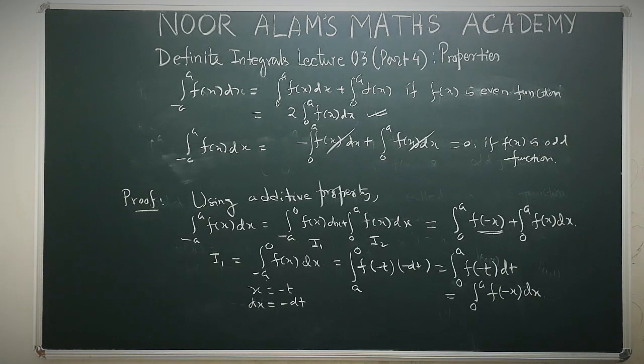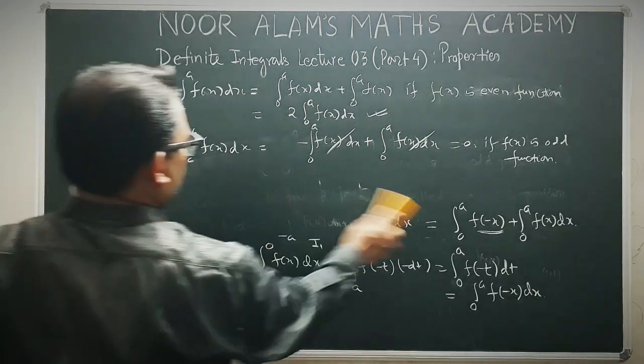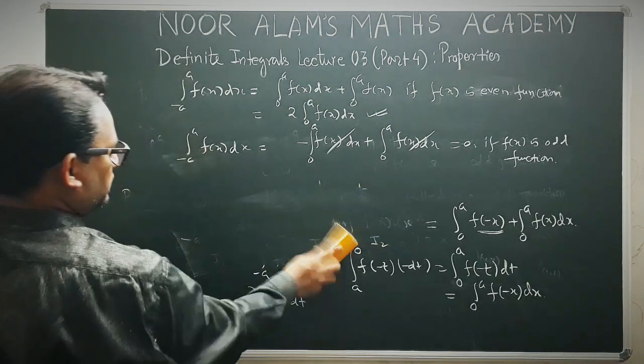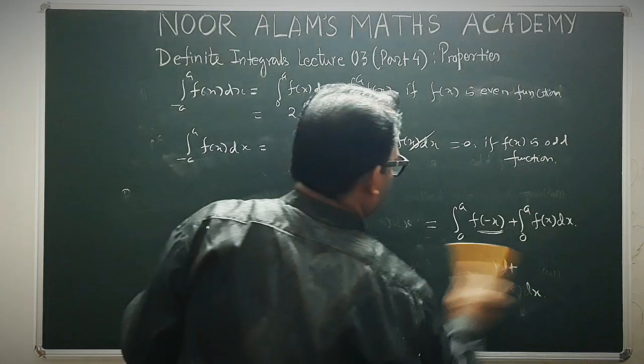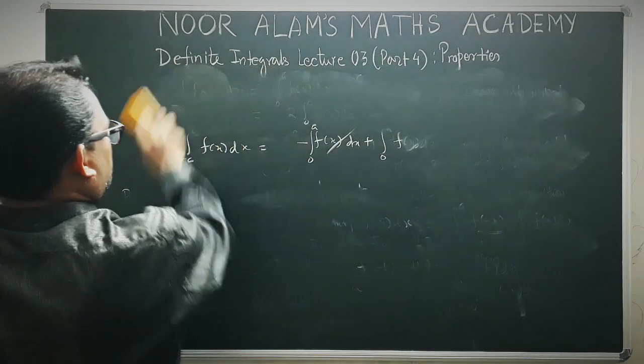Now on the basis of this property we are going to solve a few problems so that you can understand the property in a better way. Now consider one example which is very easy. When you use this property, always remember that the lower limit and the upper limit both should be equal but opposite in sign. Then you have to check whether the function is even or odd.